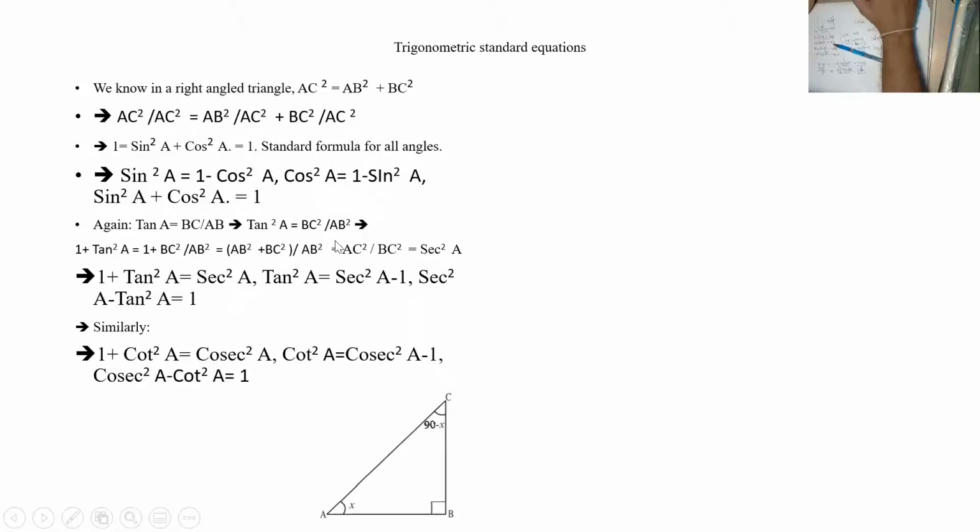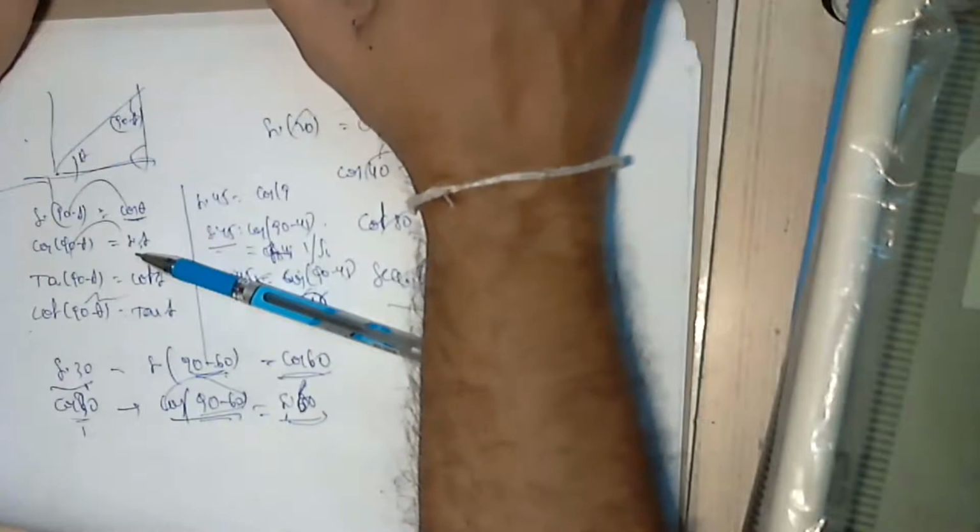Okay, we'll go to the exercise. Based on complementary angles, we'll do some exercises.